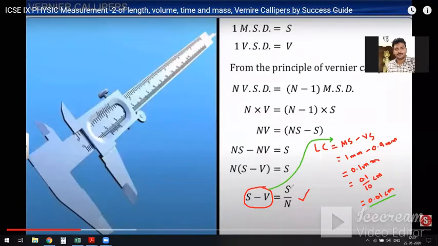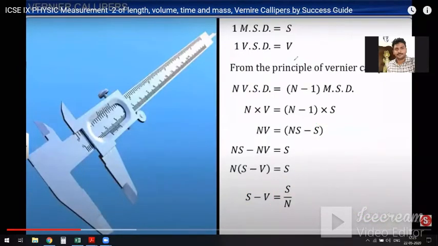Next, the same formula is written as S by N. Now what is S? Small division on main scale. What is N? Number of divisions on Vernier scale. Okay, let me tell you what they are trying to say. Meanwhile, you can write this or take a screenshot of what we have done here. This is the easiest way we are going to do. We are not going to understand in detail. Done with the screenshot? Okay, fine. Now we'll move forward.